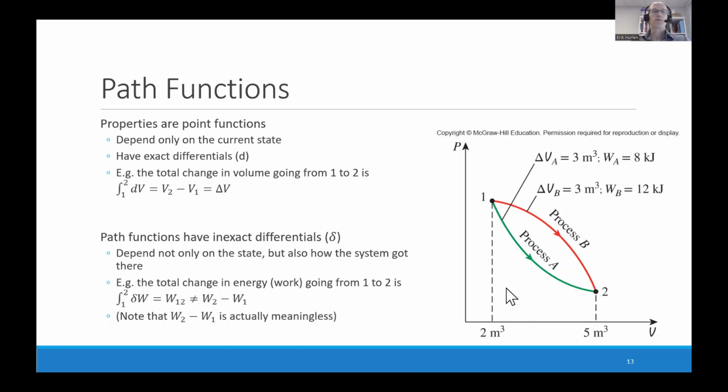For this reason, point functions are generally written with exact differentials, d. Upon integration, they simply give the difference, V2 minus V1 in this case, whereas path functions have inexact differentials, delta. These integrals depend on the path, and so can give different values for the same endpoints.